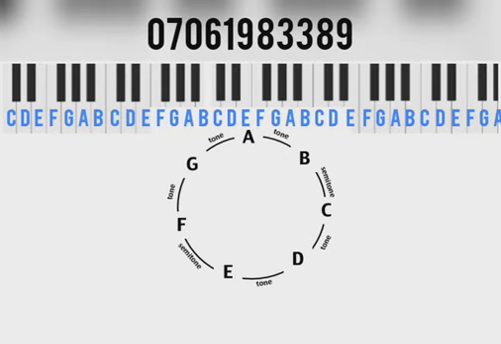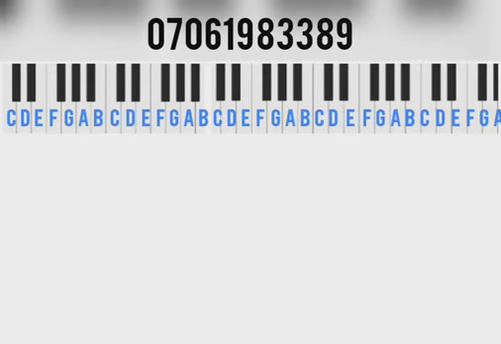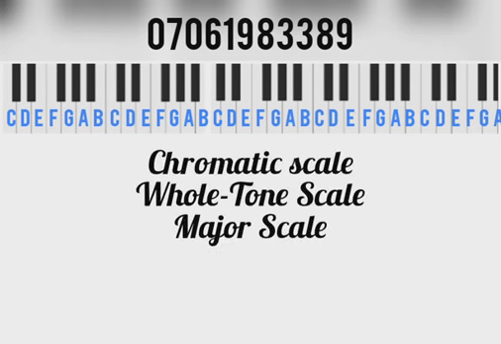Starting from 1, 2, 3, 4, 5, 6, 7, 8, 9, 10, 11, 12, then back to 1. So this is a musical scale. When you get to B, you fall back to C, and you go on the circle in a clockwise manner. So in this lesson, we will be talking about 3 types of scales, which are the chromatic scale, the whole tone scale, and the major scale.